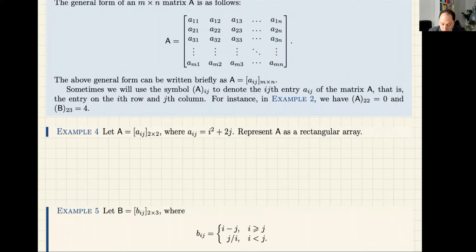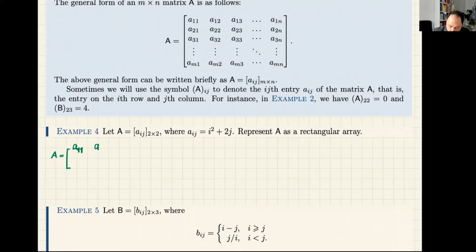And they have mentioned that there is a formula for this entry sitting on the ith row and jth column. And the formula is this. This tells you that to calculate this, you need to raise the row index to power 2. You need to multiply the column index by 2 and then add these two numbers. So if I want to solve this, because you are telling me that A is a 2 by 2 matrix, it means that this is the generic form of that matrix.